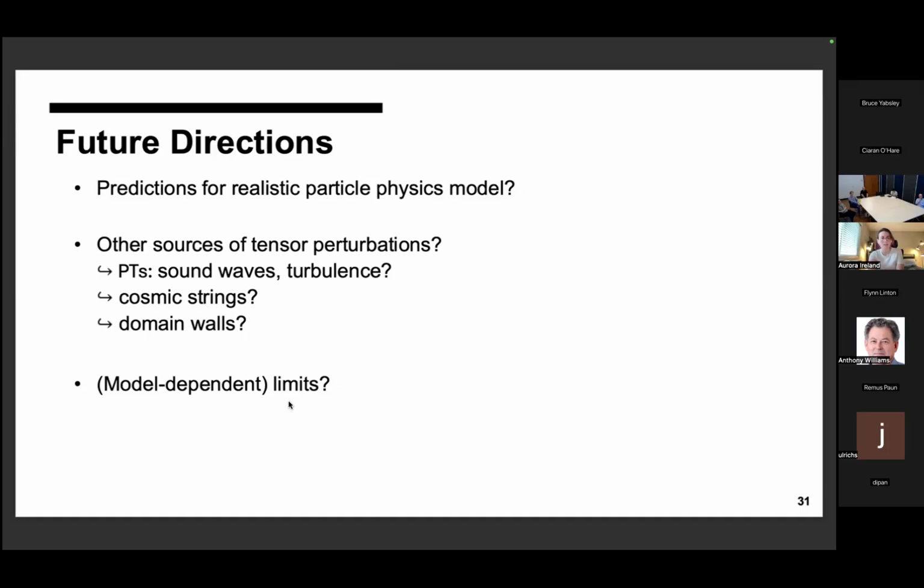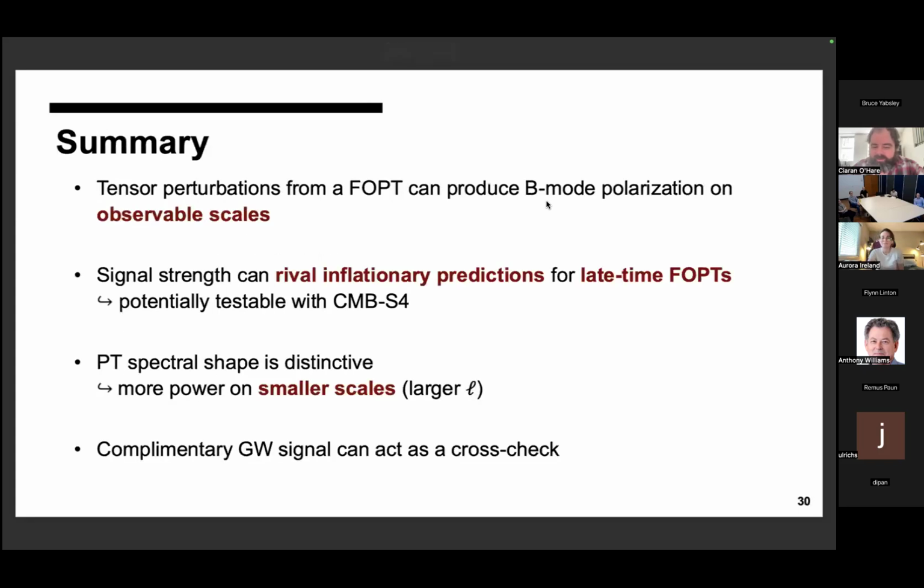And then the other thing is, you could try to do some model dependent limits. In general, I was kind of surprised to find how few limits there are on late time phase transitions happening in the dark sector. You can really constrain them. So these are things that we're thinking about now. Yeah, and that's just about it. Thank you very much. Any more questions?